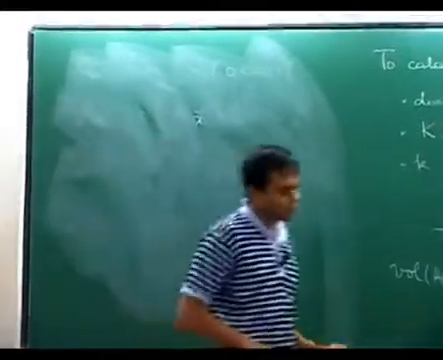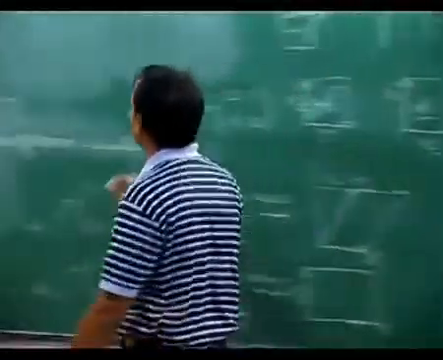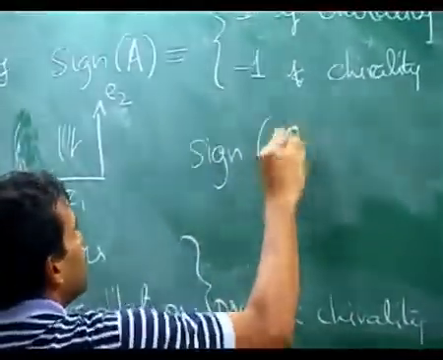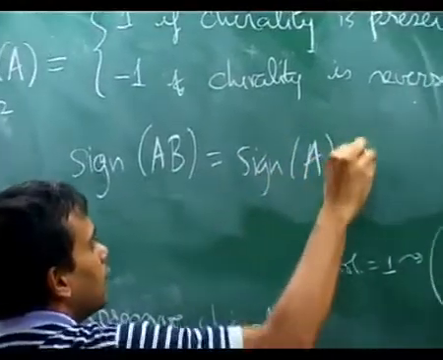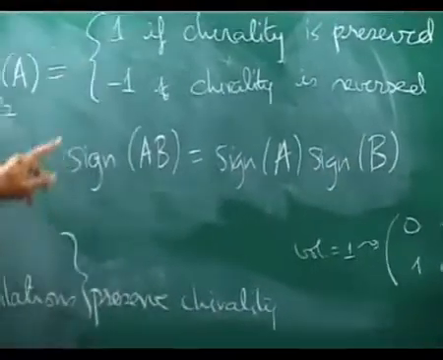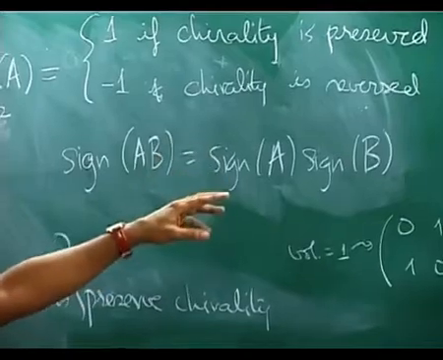Oh yeah, one more thing I want to say is that this sign is also multiplicative. So sign of AB is equal to sign of A times sign of B. So this, of course, if two things are chirality preserving, then their composition will also preserve chirality.